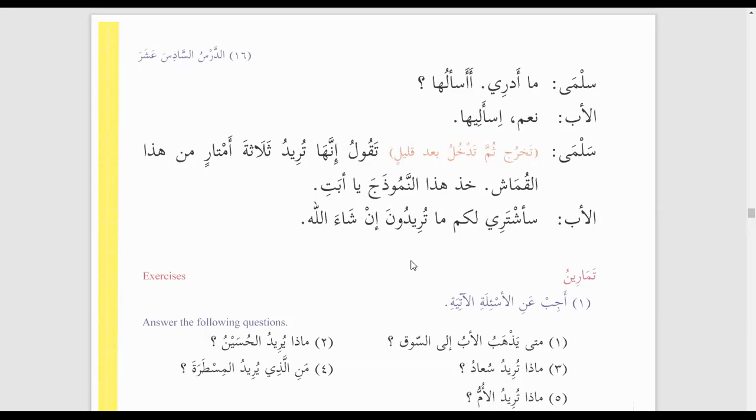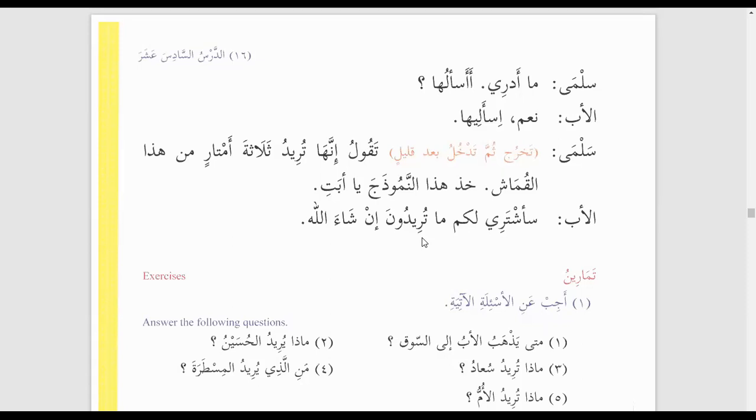The example is in the Quran, Allah says, "Ya ayyuhalladhina amanu." Alladhina is used for the masculine plural, and amanu is also used for the masculine plural. So would that mean the address is only for the male? No, it includes all male and female. Because there are some boys and girls, turiduna has been used, and that means all of you want. So sa'ashtari lakum ma turiduna inshallah.